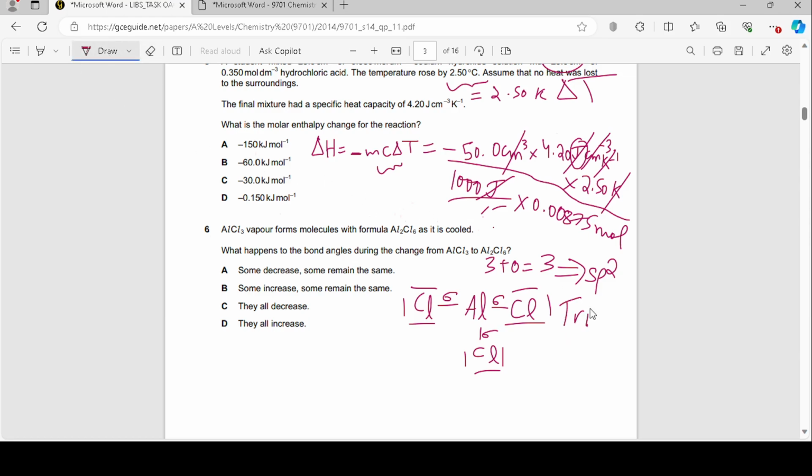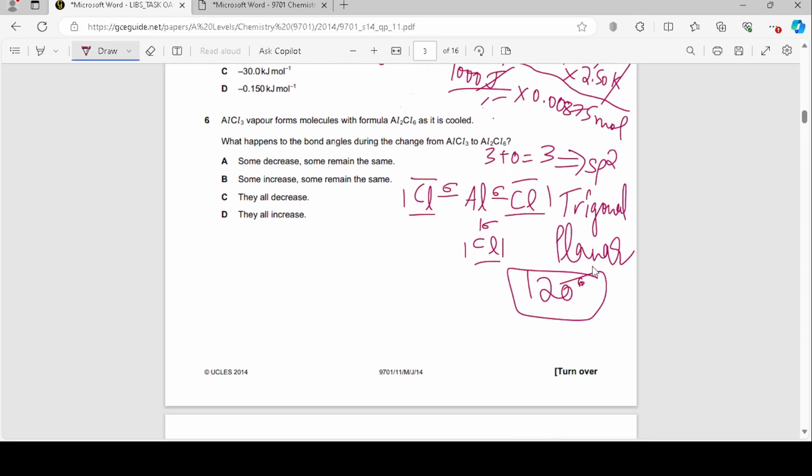And since there are no lone pairs, I can assume that it's sp2 and it is trigonal planar. That is the shape. And then what is the bond angle for trigonal planar? It is 120 degrees, right? So that means AlCl3 has bond angles. These bond angles are 120 degrees, 120 degrees, 120 degrees.